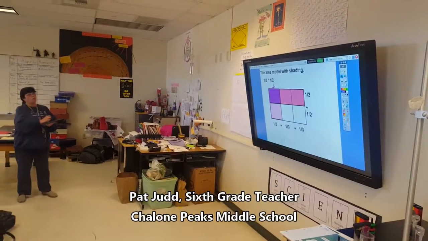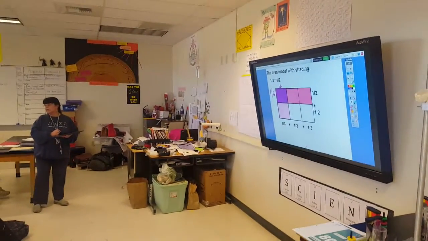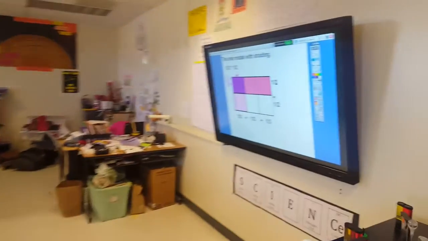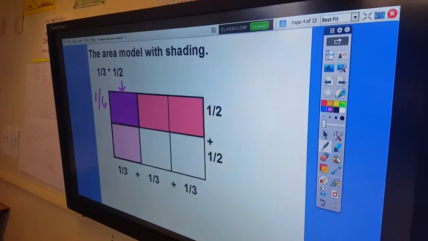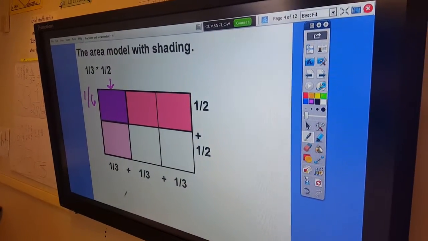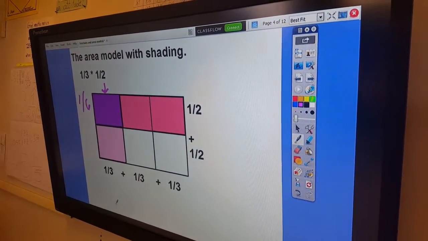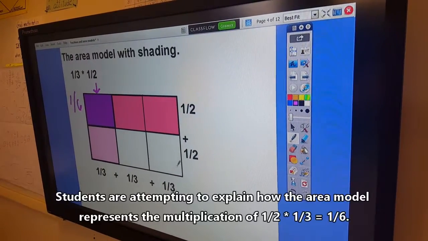1/6. Where is 1/6 coming from? Explain the 1/6. The dark purple represents the 1 and then the 6. Okay. So, Michael, how could you explain 1/6 here? Well, we're doing what we did in the homework. You label the top squares. Since there's 3, you do 1/3, 1/3, 1/3.